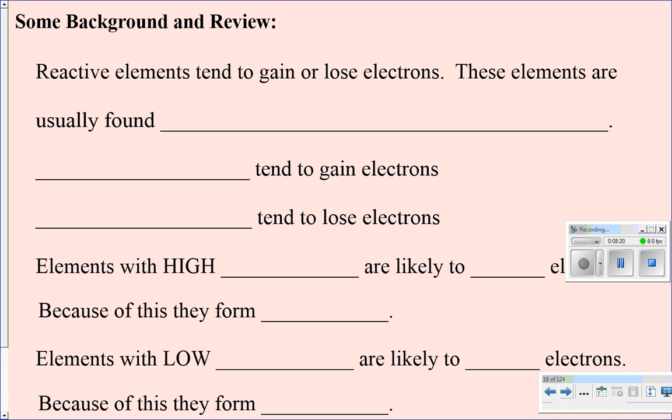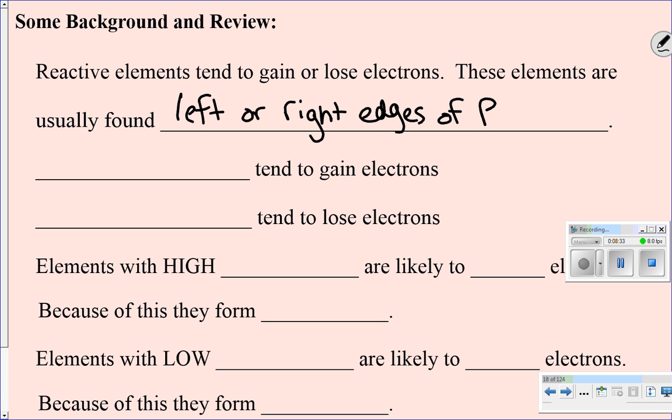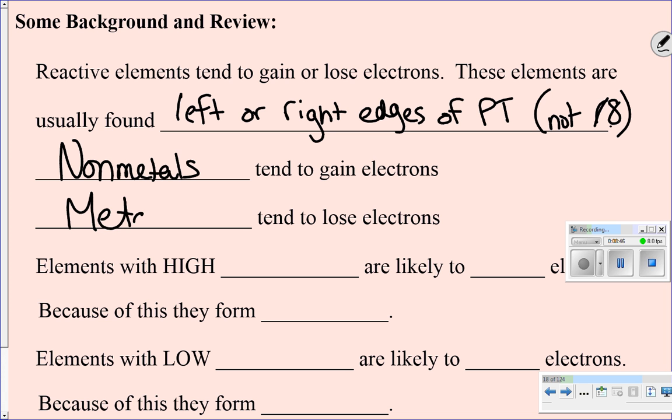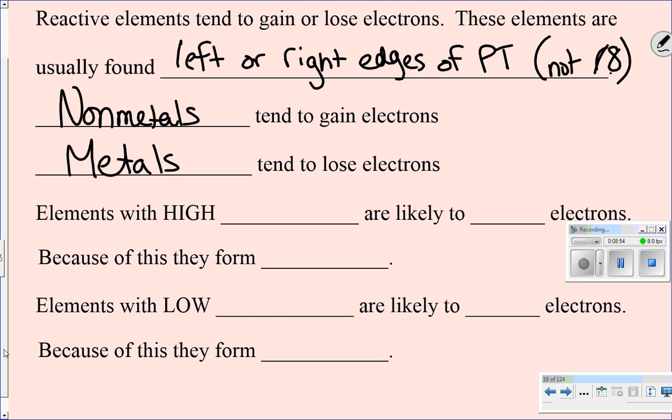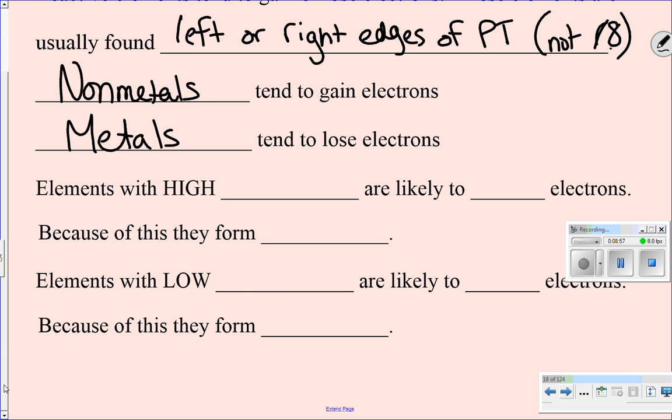A little bit of background. Reactive elements tend to gain or lose electrons. Most reactive elements are the ones found on the left or right edges of the periodic table, but not group 18. Remember, that's our noble gases, so they're pretty non-reactive. In general, remember, non-metals like to gain electrons and metals like to lose electrons. However, metals can be forced to gain electrons by the other metals that are around them. So we saw in that animation that copper was being forced to gain electrons by zinc.